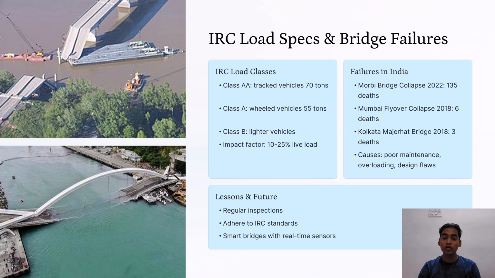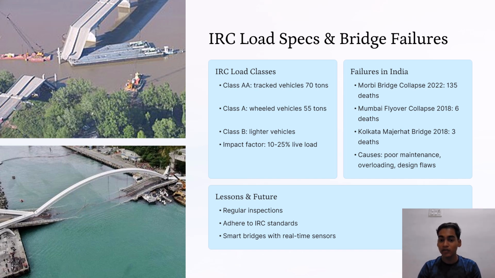So let us talk about what IRC has given specifications regarding the bridges and also the bridge failures that have occurred. So IRC load classes: we have class AA, which is tracked vehicles, 70 tons capacity. Class A, wheeled vehicles, 55 tons. Class B, lighter vehicles. Impact factor is 10 to 25% of the live load.